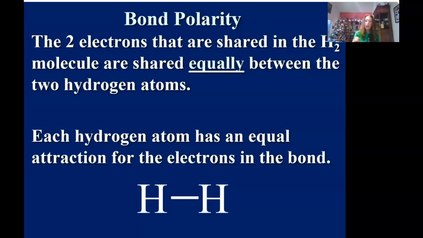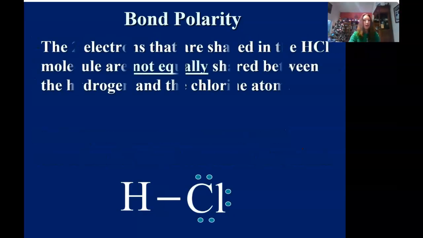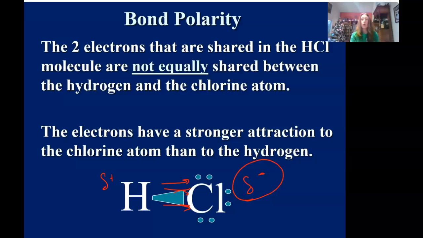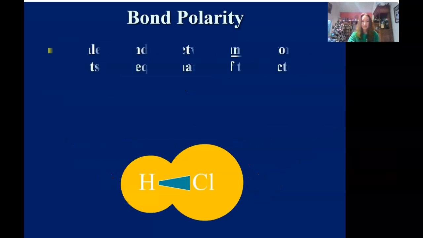But our chlorine and our hydrogen are not sharing equally, not at all. Because this chlorine is saying, give me your electrons. It leaves the chlorine a little bit negative and the hydrogen a little bit positive. And this is what polarity is.